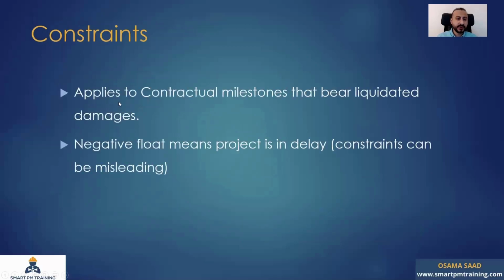Constraints. You want to apply the constraint only to contractual milestones that bear liquidated damages. A common mistake many people make is to put constraints on as many activities as they want. For example, in your company, maybe you have the tower crane assembled and they tell you that the tower crane has to be dismantled on this date because it has to go to another project. And this is my constraint. Some people think like that.